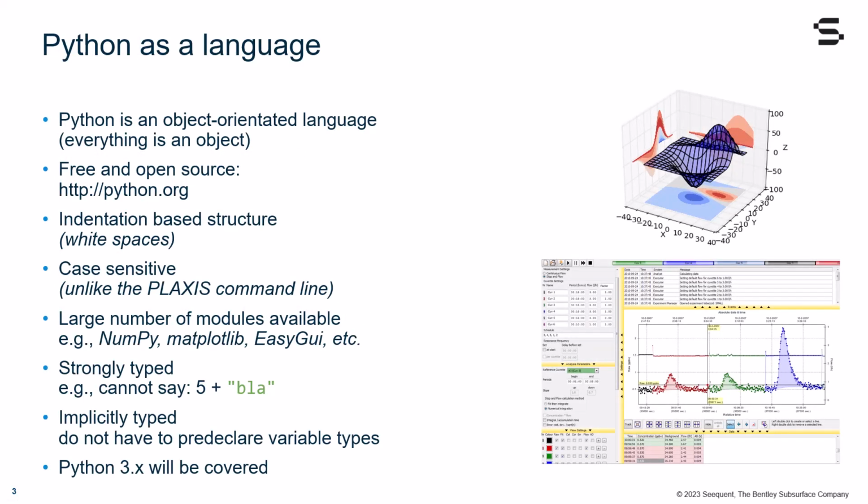Let's see Python as a programming language. Python is an object-oriented language in which everything is considered to be an object. It is free and open source. It has indentation-based structure using white spaces. It is case-sensitive, unlike the PLAXIS command line. It has a large number of modules available, such as NumPy, Matplotlib, EasyGUI, etc. It is strongly typed. For example, you cannot say 5 plus blah. And it is implicitly typed, which means you do not have to pre-declare variable types. In this session forward, Python 3 will be covered.